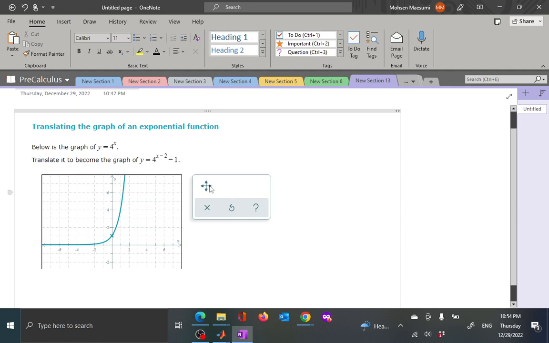So what you're supposed to do there is to take this tool and click it on this spot and drag it to where you think it should go. Let's review to see what is involved here.